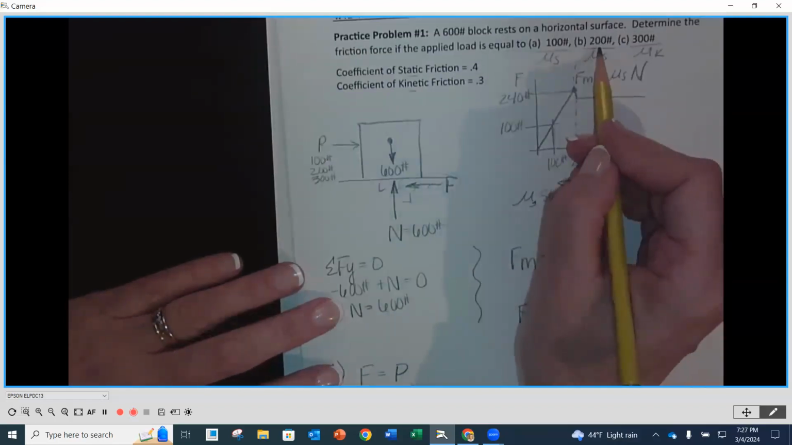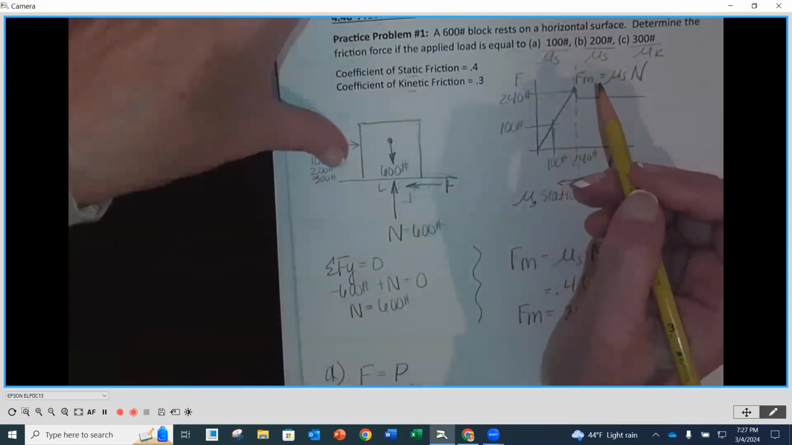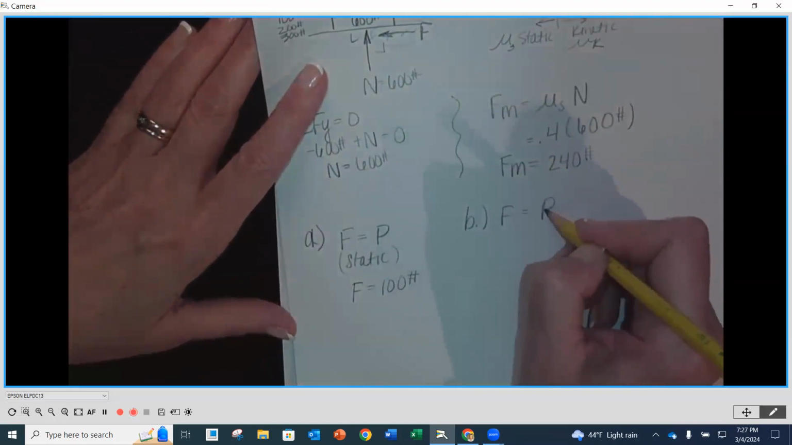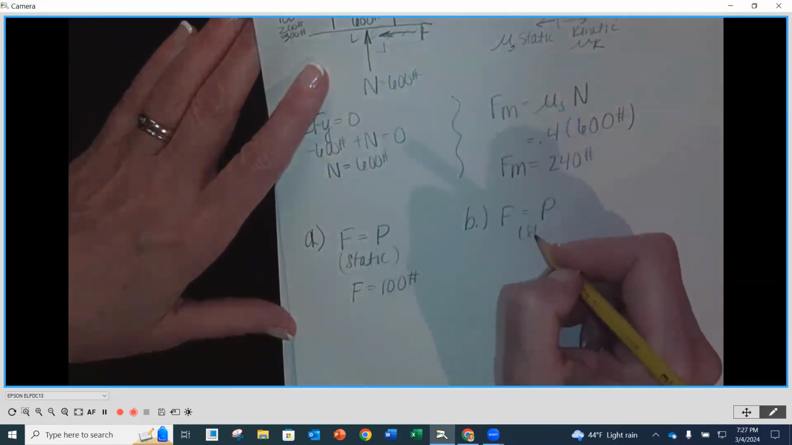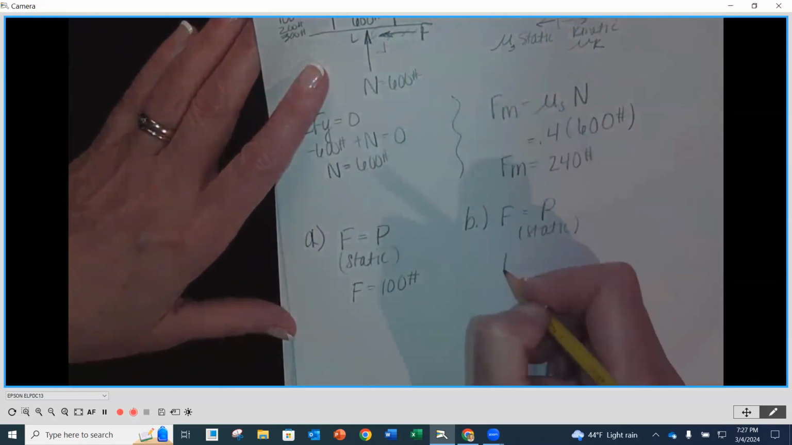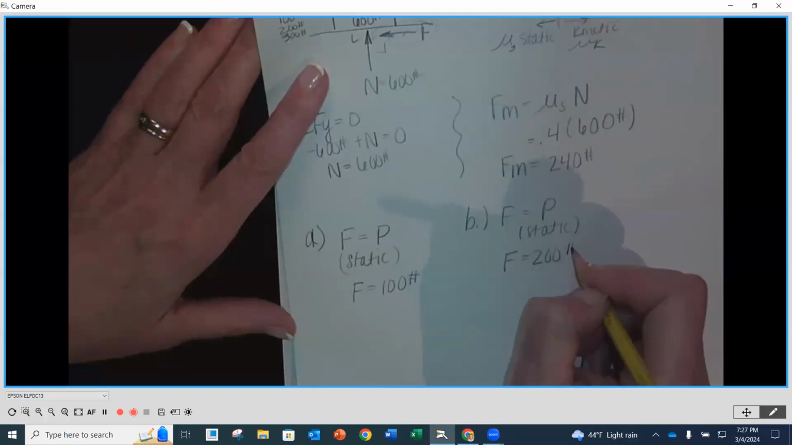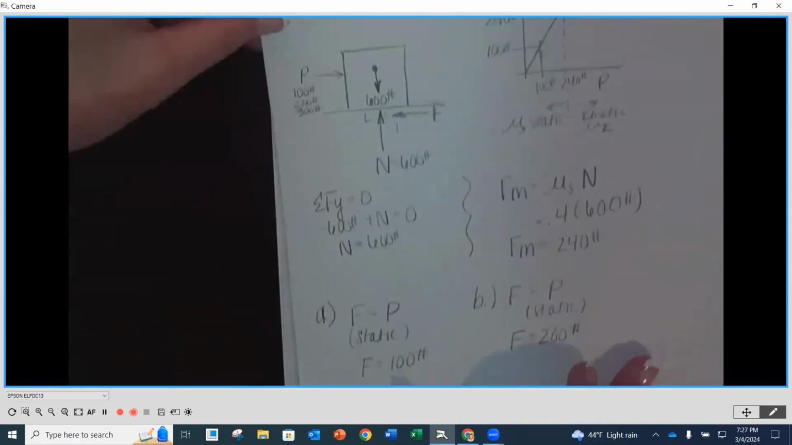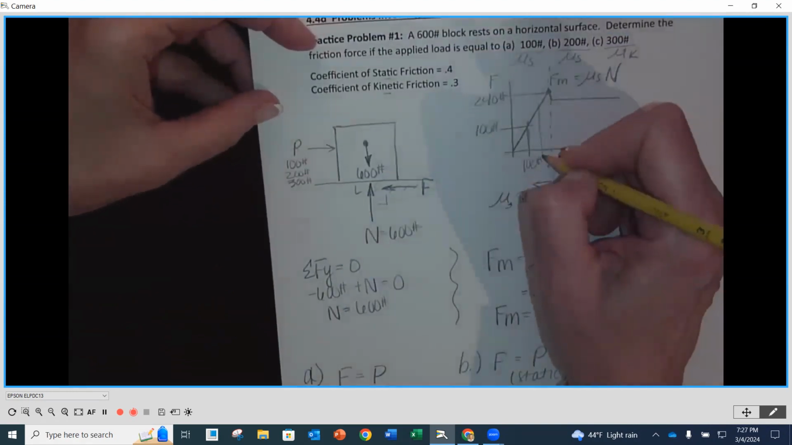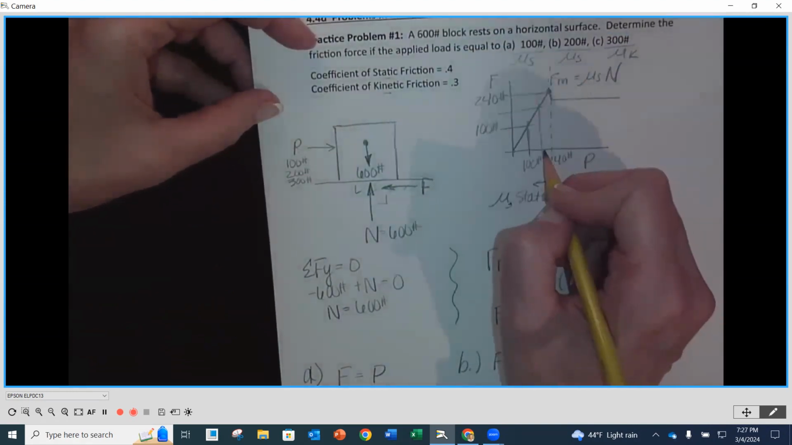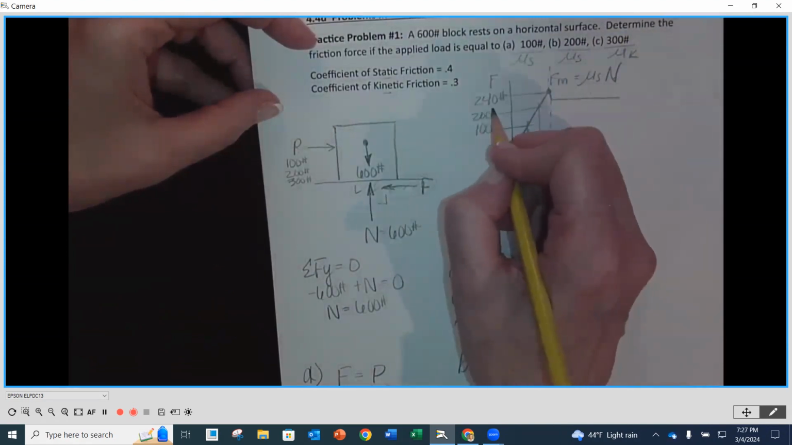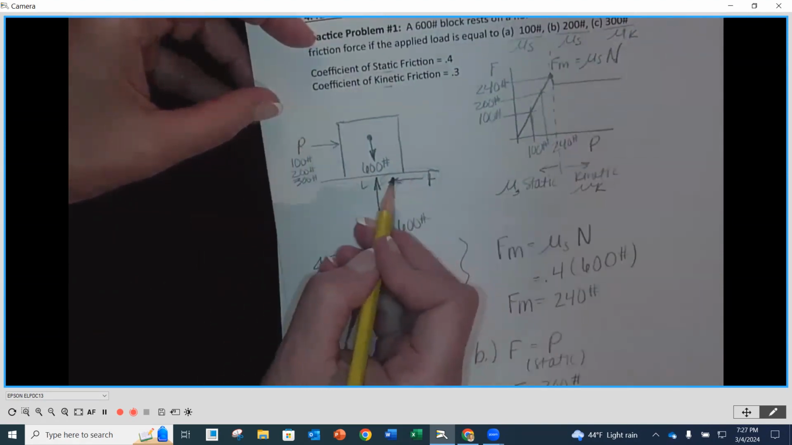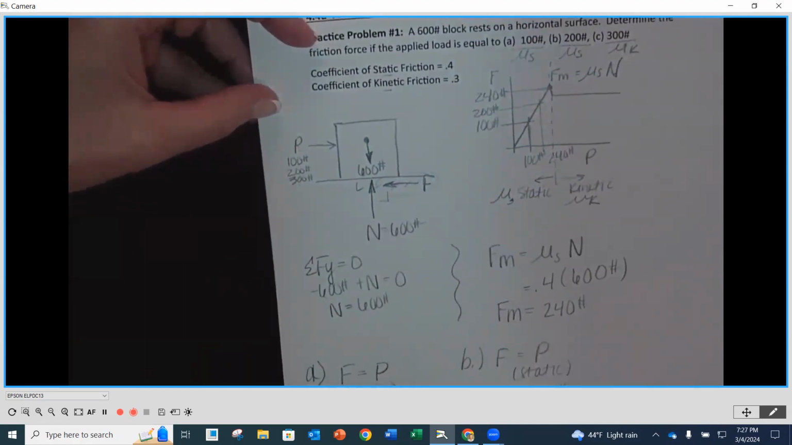Then since 200 is less than impending motion, for part B our friction force is also equal to P. Again, static. So F is going to be equal to 200 pounds for part B. Does that make sense to everybody? Here's our 200 applied, so 200 is our friction force because we're not moving yet. This is opposing. We're still not moving.